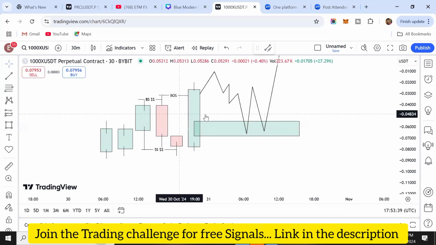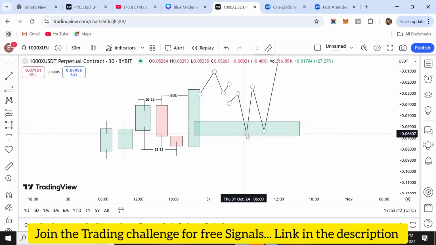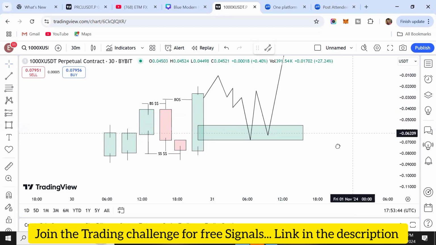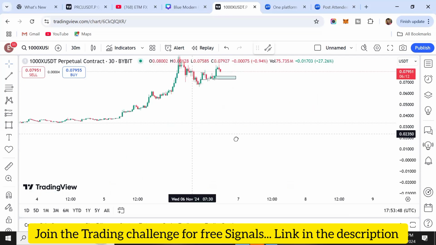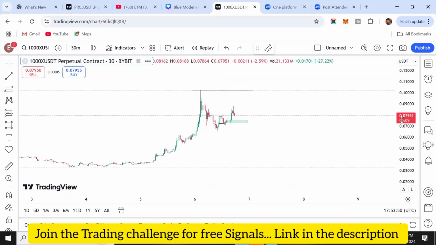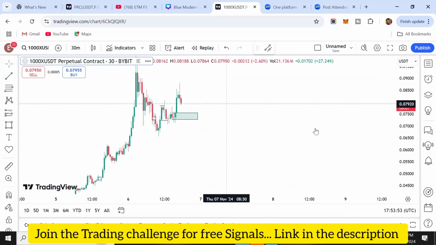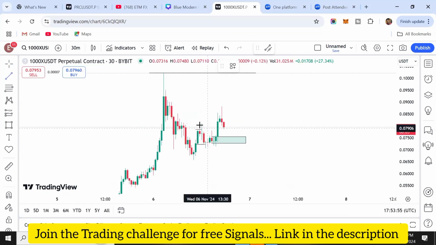So when price comes back here, fair value gap, we take our trades, and we are good in a bullish scenario only. Only, guys. You can see how everything aligned perfectly. Got the break of structure.